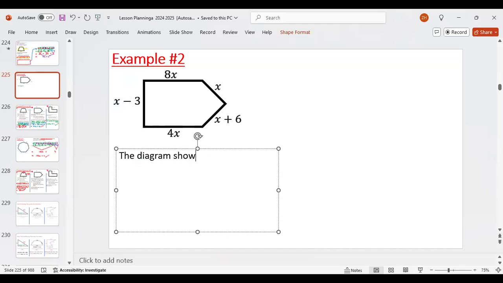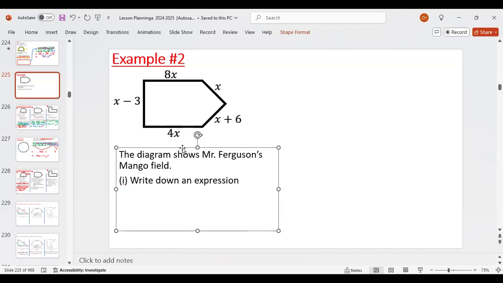Okay, so the first question states, the diagram shows, it's the second one, I'm sorry. The diagram shows, write this down for me, please. The diagram shows Mr. Ferguson's mango field. Is Antio and Amada there? Number 1, you want to write an expression. By the way, you can put the answer inside the chat, but I still want you to actually write this in your book.